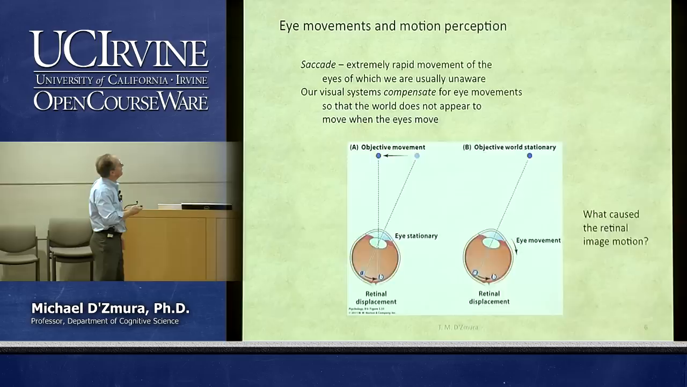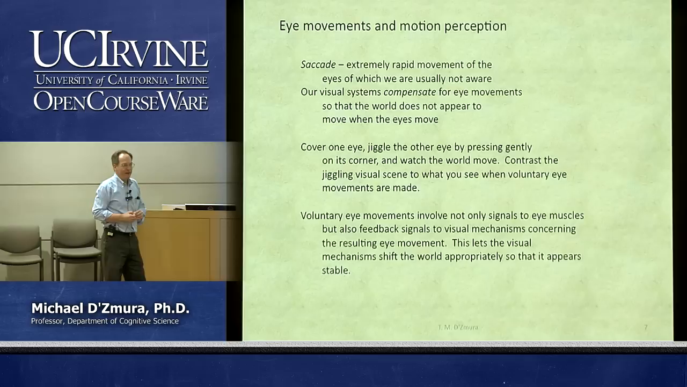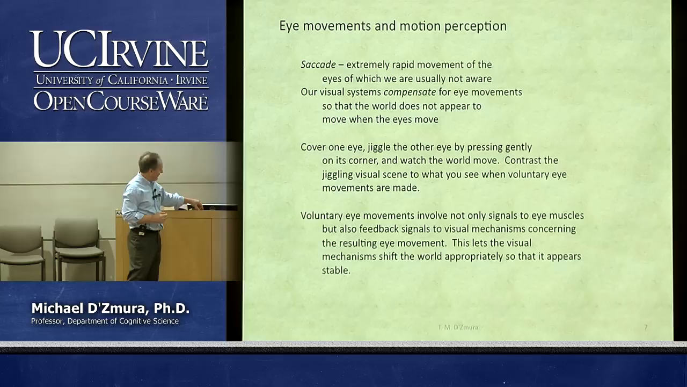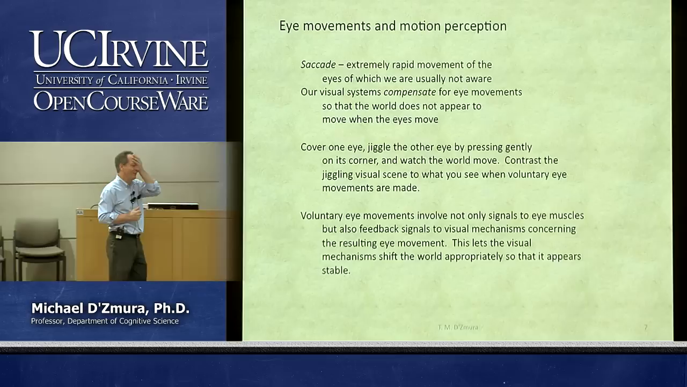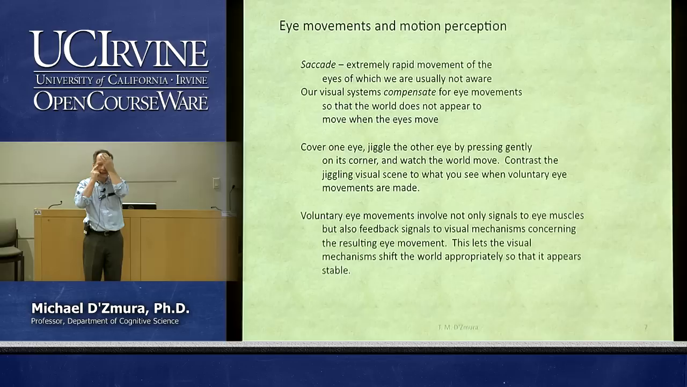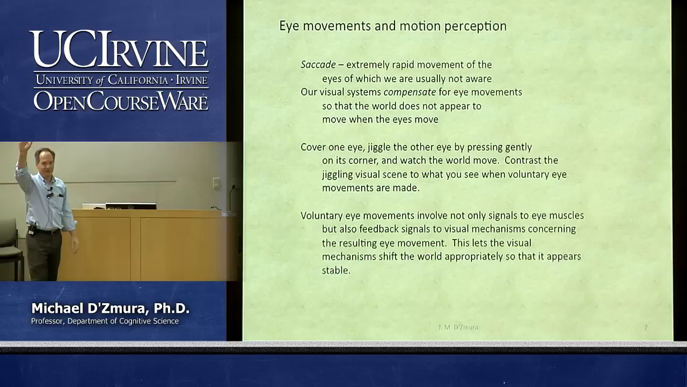So the way to understand what is going on is to make your eyes move in a way to which they're not accustomed. And the simplest way to do that is to jiggle your eyeball. So if you'd all, for a moment, cover up one of your eyes. This is actually a fun one. Cover up your eyes and now very gently start jiggling the other eye on its corner, gently. And if you do this right, you should see the whole world shake. How many people see the whole world shake? Good. So that is the motion of the eyeball that is not being compensated for.